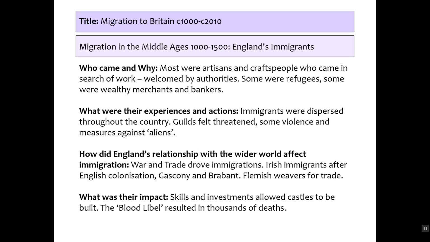Now, the last group we're looking at is other European migrants in this period. Who came and why? Most people that came to Britain in this period were artisans. They had specific skills that were needed. They were craftspeople, and they came for work. And when they came for work, they were welcomed initially by the authorities. Some who came were refugees, some were wealthy merchants, and some were bankers.